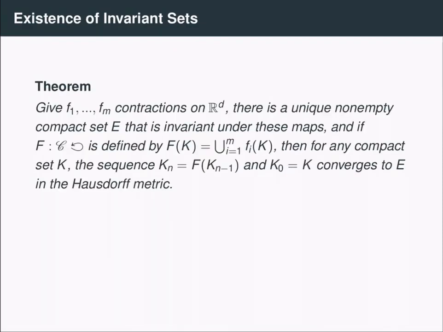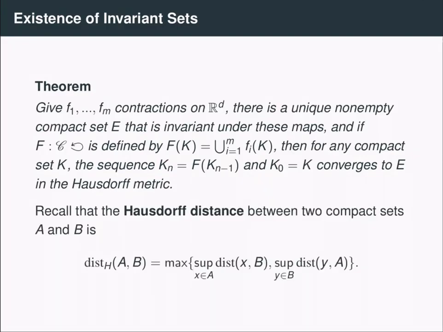There's also the stronger result that if we look at the set function F(K) defined to be equal to the union of the contractions of a set K, then if we repeatedly apply this function F to any compact set K, then the resulting sequence of sets converges in the Hausdorff distance to this invariant set.